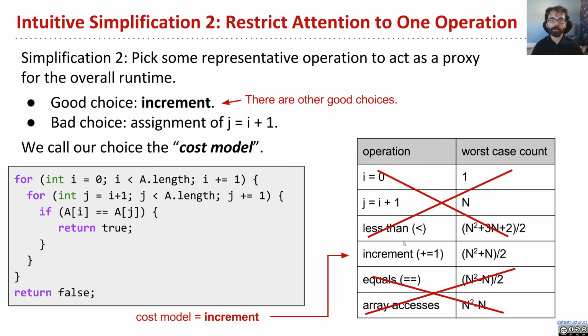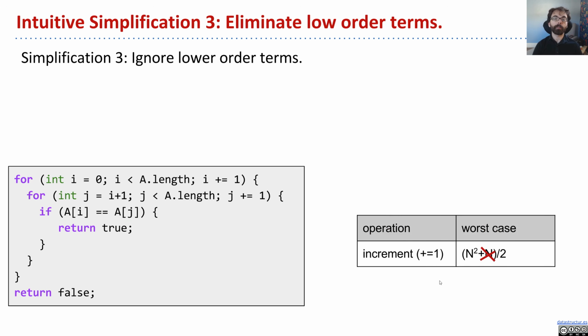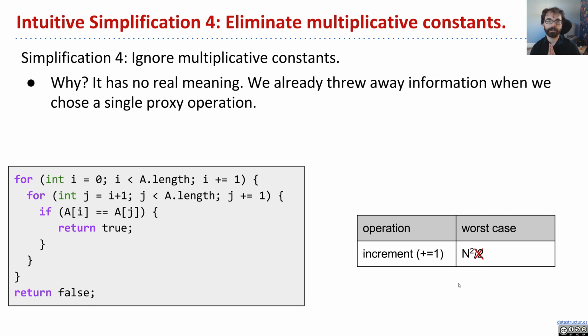Okay. Our third simplification is going to be to get rid of our lower order terms. So if I have n squared plus n divided by 2, we'll throw away the n. And the argument there is simply that, well, the overall runtime, this n term doesn't matter for large n. Only the n squared term matters. And then our fourth and final simplification is going to be to ignore our multiplicative constants, to eliminate them entirely. We'll drop this divided by 2.